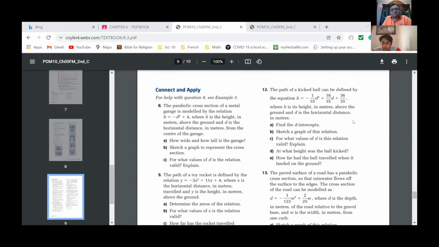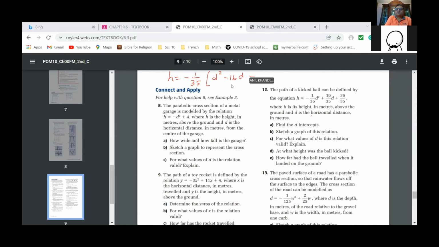Where is the graph touching that axis? So just find the d-intercept. Let's do the first part. How will you do it? First I'll write down the equation: h equals -1 over 35 d squared plus 16 over 35 d plus 36 over 35.